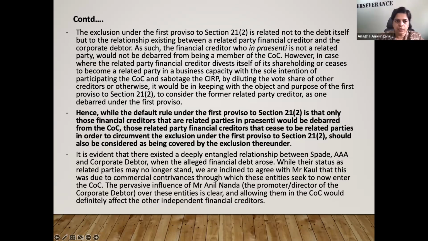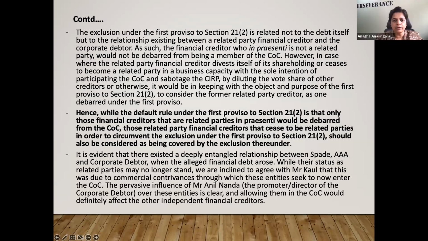You see that, however, in case where the related party financial creditor divests with the sole intention of participating in the COC and sabotaging the CRP. Now, this is something, how will I as an RP determine every time? That's what I was thinking.